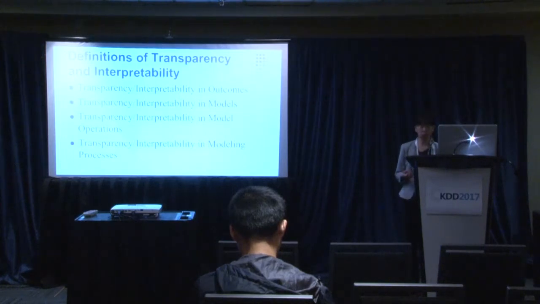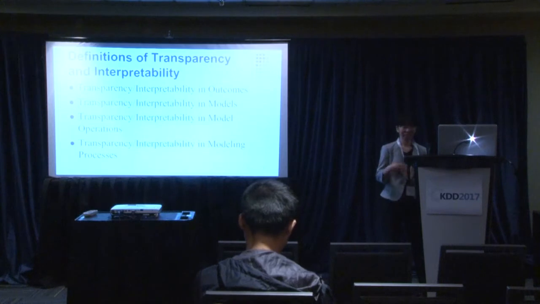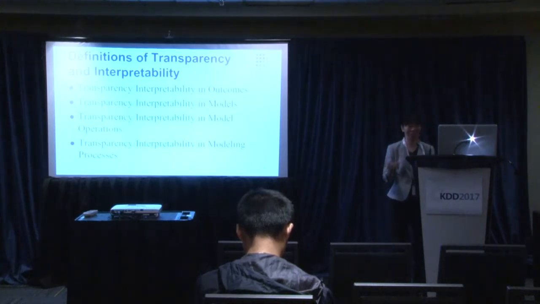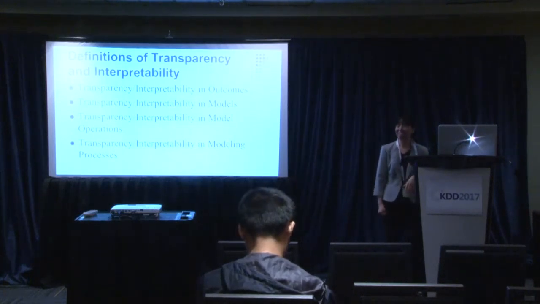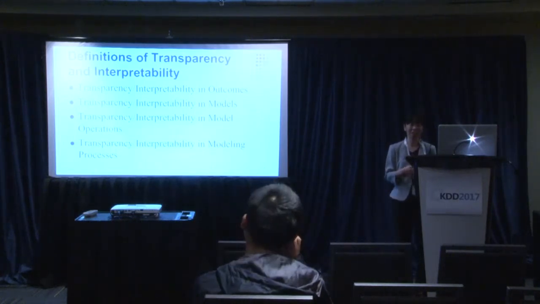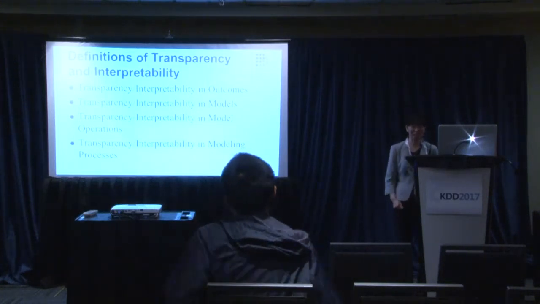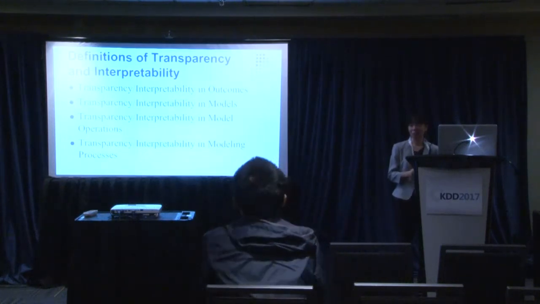For the definitions in the third group, sorry, I missed out the first and the second group. The definitions I mentioned before are in fact the definitions from the first group and the second group. And for the definitions in the third group, they define transparency and interpretability as the models being simple and easy enough so that a human can understand and contemplate them at once. And for the last category, transparency and interpretability means that the construction process or the modeling process of the model affords explanation.